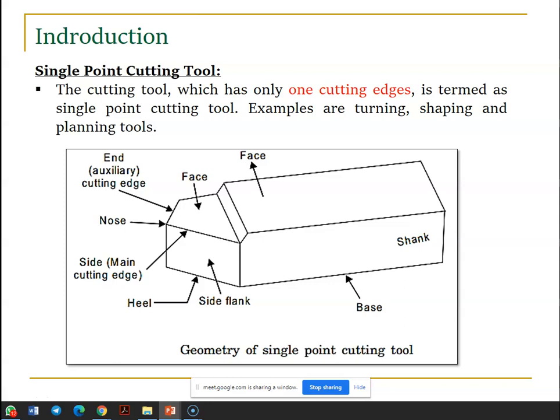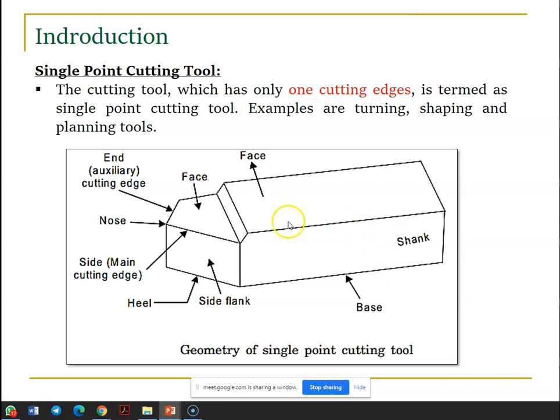The name single point cutting tool implies that it has one cutting edge. A cutting tool which has only one cutting edge is termed a single point cutting tool. Examples are turning, shaping, and planing tools. From this image, you can easily observe that this is a single point cutting tool.